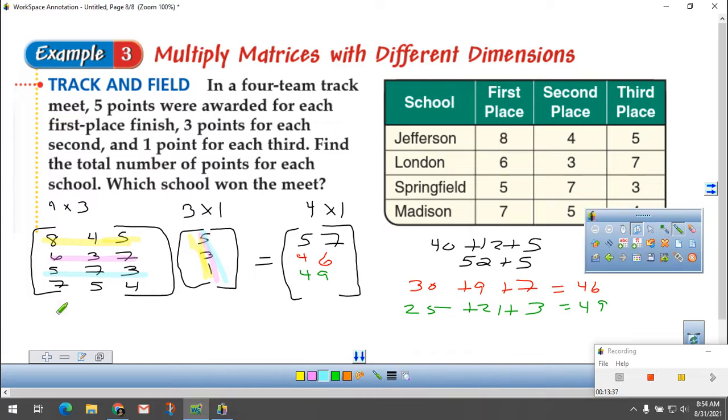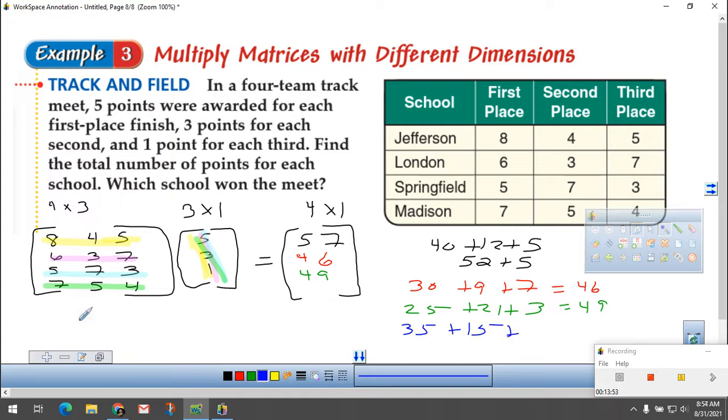And then finally, the last row times that column again. And so in this case, it will be 7 times 5 is 35, plus 5 times 3 is 15, plus 4 times 1 is 4. So 35 plus 15 is 50, and 50 plus 4 is 54. And so 54 points were awarded to Madison. But again, that's an example of how you multiply matrices.